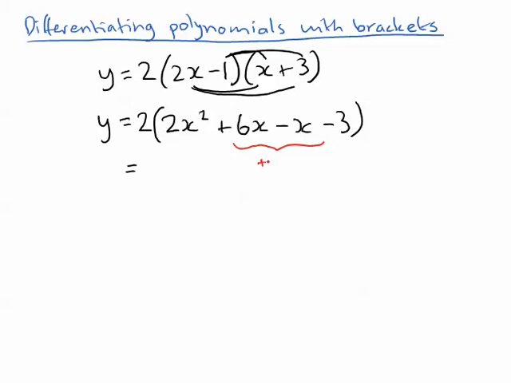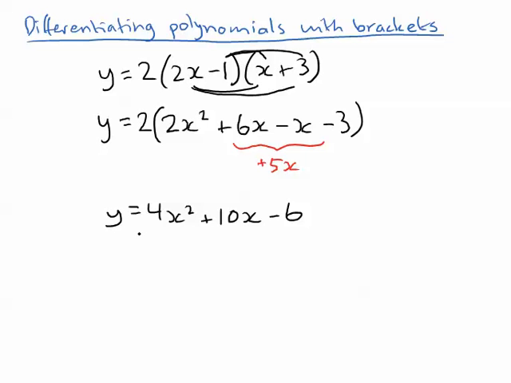positive 5x, and we can also multiply out with the 2. So let's do that now. Let's move this equal sign a bit further down. So we've got 2 times 2x squared gives us 4x squared. Now we have to remember that we've combined these 2 into 5x, so we've got 2 times 5x gives us plus 10x, and then finally we've got 2 times minus 3, which is minus 6.